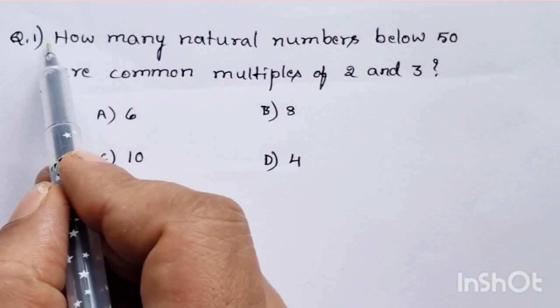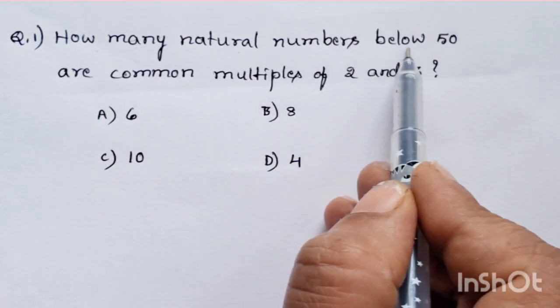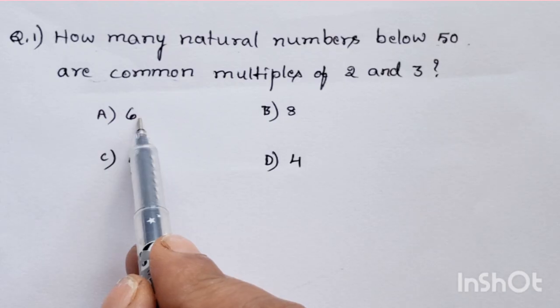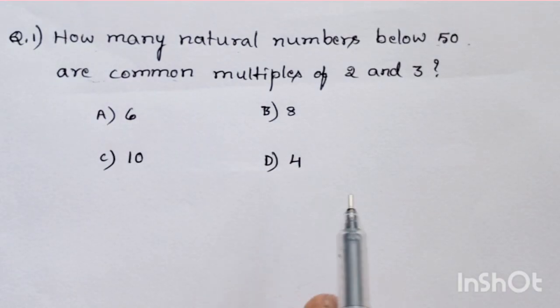First question. How many natural numbers below 50 are common multiples of 2 and 3? Options 6, 8, 10 and 4.